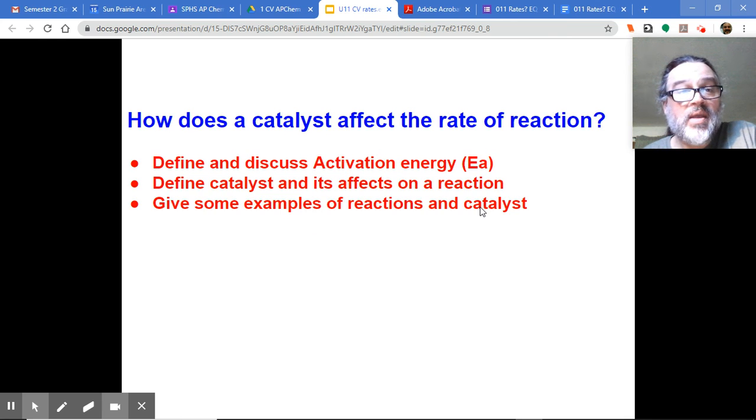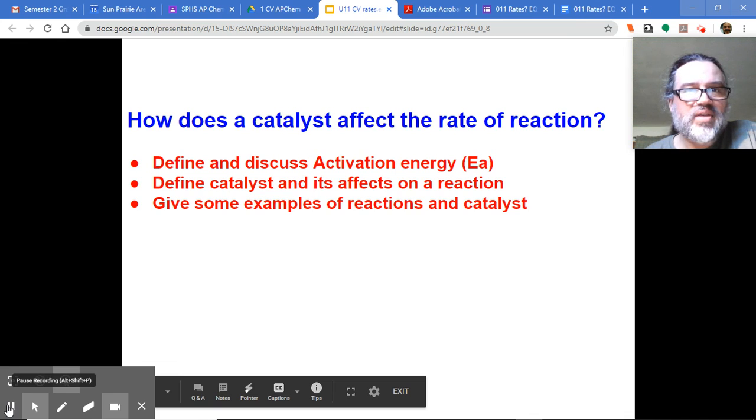Hey, you guys, how does a catalyst affect the rate of reaction? Speeds it up without being used up. It gives an alternative path with the lower activation energy so more particles can go. And what we see is just a faster reaction. We'll talk about those two things this week.